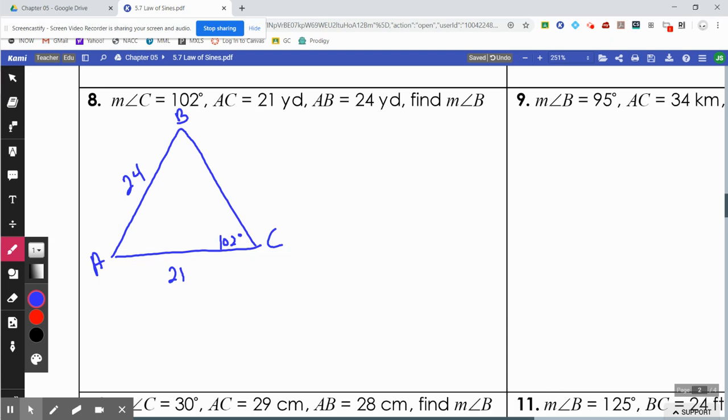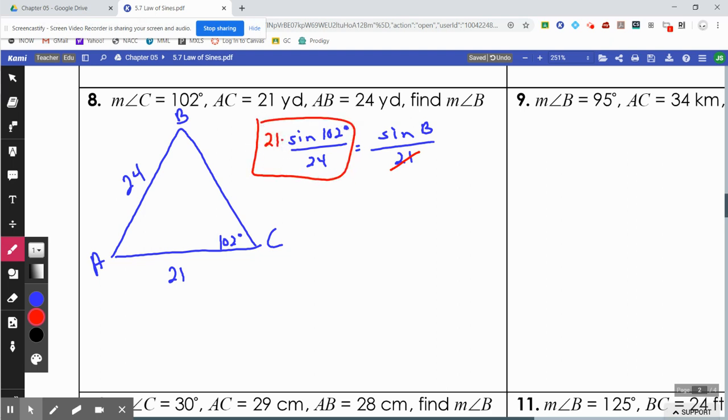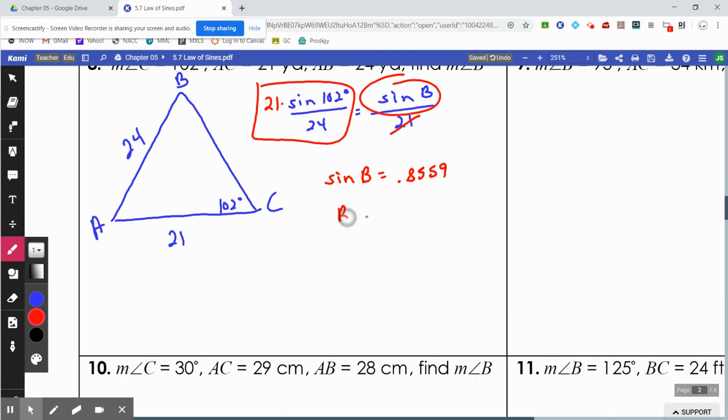And again, that's that side-side-angle scenario. So we have the sine of 102 over 24 is equal to the sine, we're looking for angle B, the sine of B over 21. Again, we mark out the 21 and move it over by multiplying. Type this into our calculator, and that tells us that the sine of B is equal to 0.8559. So therefore, B is going to equal the inverse sine of that 0.8559.